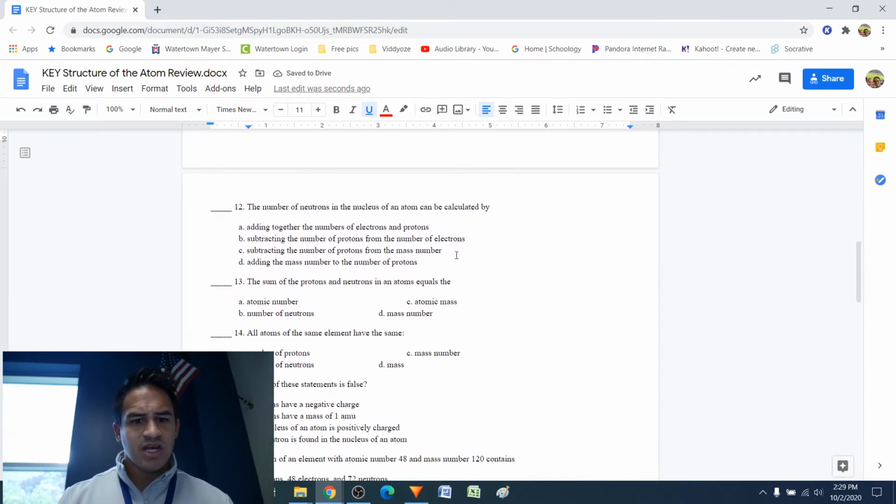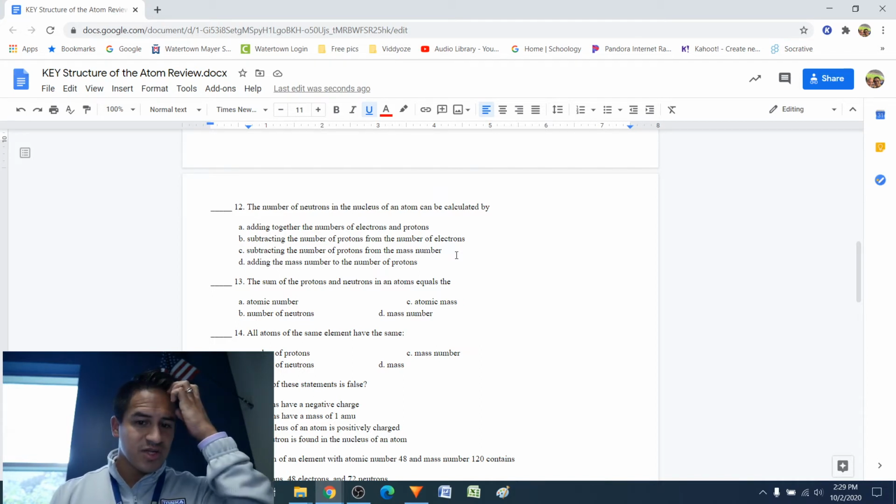All right, number 12. The number of neutrons in the nucleus of an atom can be calculated by A, adding together the numbers of electrons and protons. Nope. We don't add together electrons and protons to find neutrons. The number of neutrons can be found by subtracting the number of protons from the number of electrons. Nope. Number of protons and electrons will be the same in an atom as long as the atom is electrically neutral, so that's not it either.